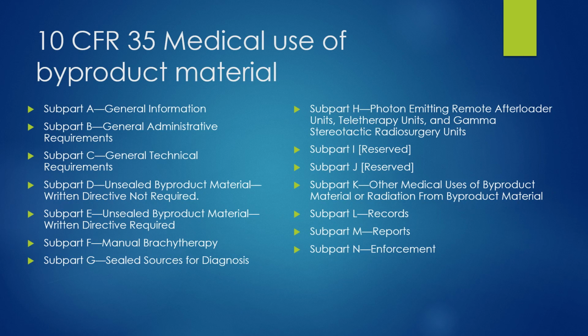So 10 CFR 35 covers the medical use of byproduct material. It has several subparts from A through N. Of course, the first, subpart A, is the general administration, which includes the definitions, things like that. And then, of course, M and N are the last part of it and cover reports and enforcement, including jail time and fines and things like that. I do want to point out that Part I and Part J are reserved, so they are kind of blank. It's not really something that even applies. So just know that those are there. They're kind of placeholders.